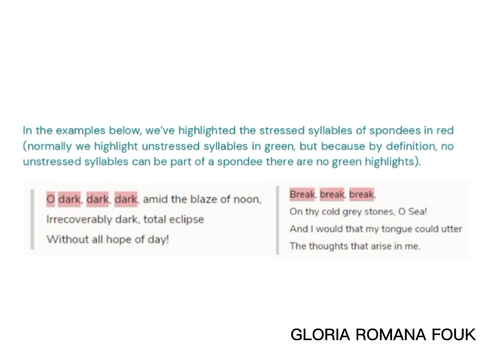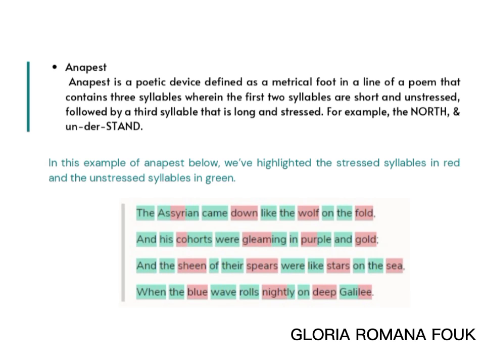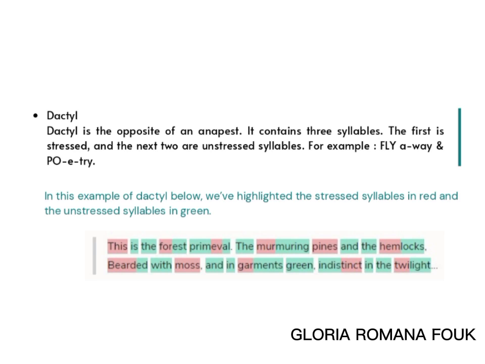And the fourth is anapest. Anapest is a poetic device defined as a metrical foot in a line of a poem that contains three syllables, wherein the first two syllables are short and unstressed, followed by a syllable that is long and stressed. And the last is dactyl. Dactyl is the opposite of an anapest. It contains three syllables. The first is stressed and the next two are unstressed syllables.